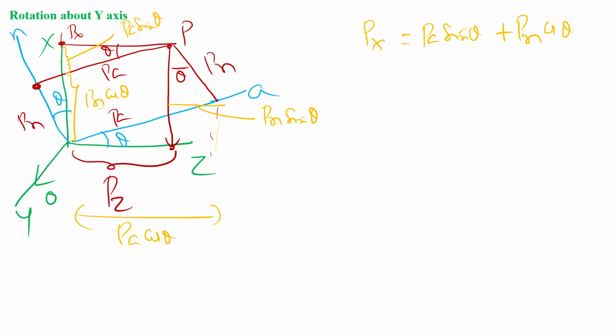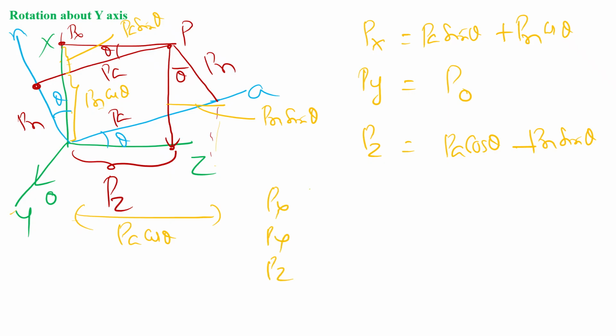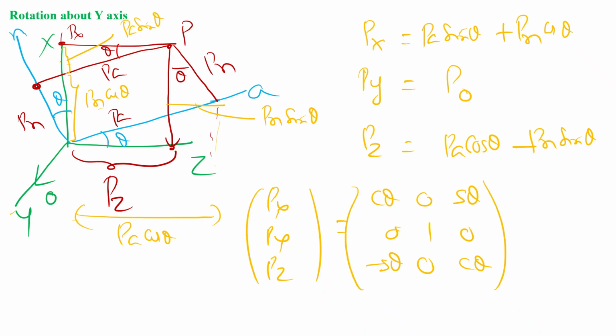Next, we'll take PY. PY is equivalent to Po only. Then PZ. What is PZ? This entire thing is Pa cos theta, then minus this one, Pn sin theta. Okay, so let's make a matrix: px, py, pz equals 0, 1, 0, 0, 0, cos theta, sin theta, minus sin theta, cos theta, times Pn, Po, Pa.